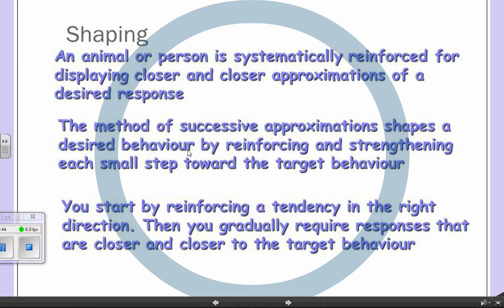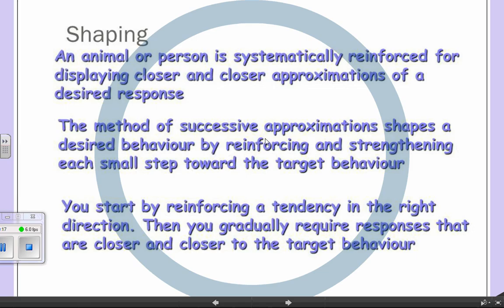How? By reinforcing and strengthening each small step towards the target behavior. I hope you understand the meaning of this. This method of approximated behaviors gives a shape to the desired behavior so that people know how the others want them to behave.